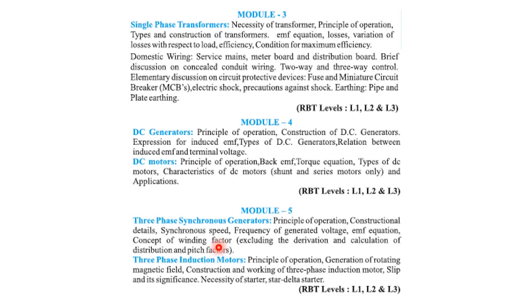Here that is excluding the derivation and calculation of distribution and pitch factor. So these derivations are not there for your syllabus. So only the winding factor. What do you mean by the winding factor? That thing you are going to study. So this is about the first part of fifth module.